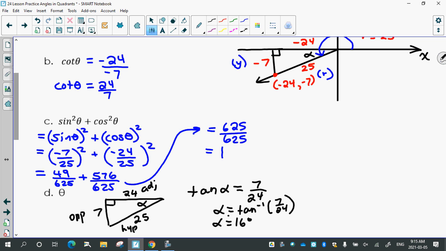Okay, so how does that help us find theta again? When we're in the third quadrant, theta is 180 plus whatever alpha turns out to be. And in our case, that's going to be approximately 196 degrees, which is between 180 and 270, which is a good check to make sure it makes sense.